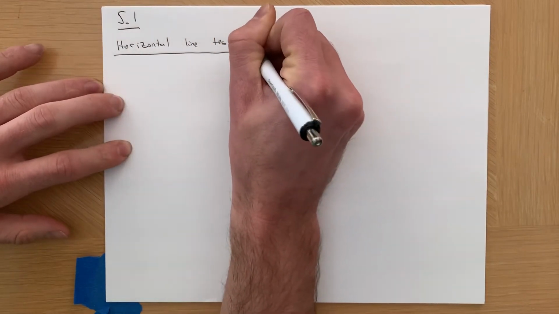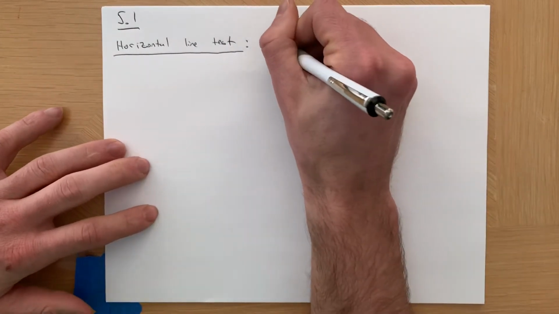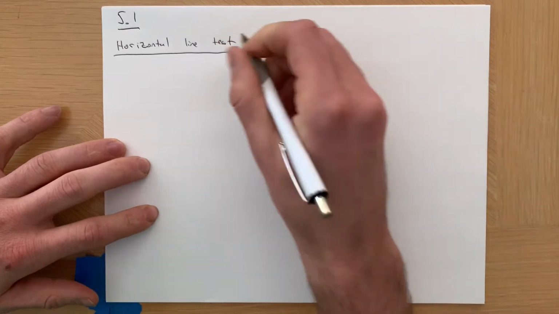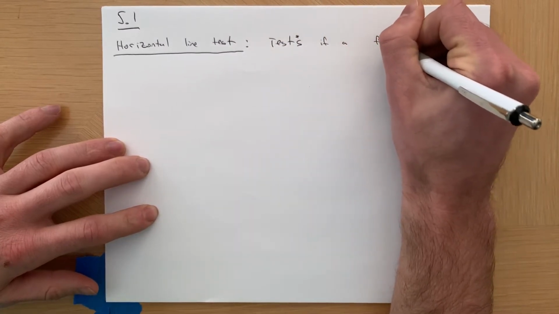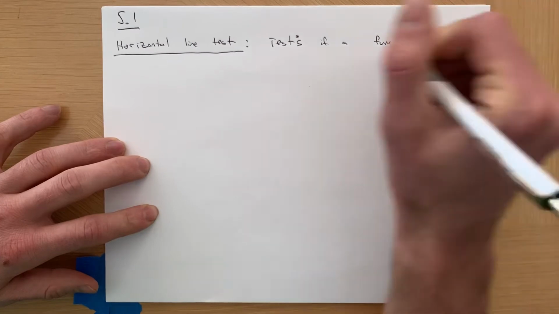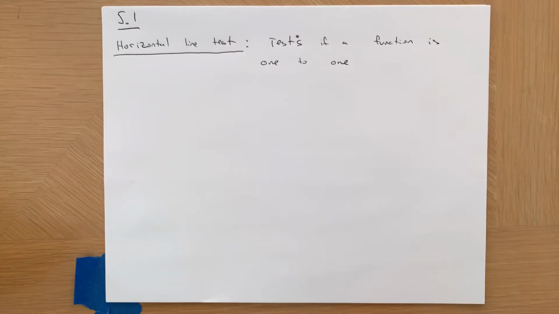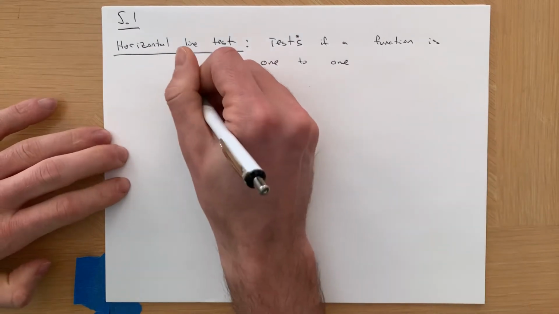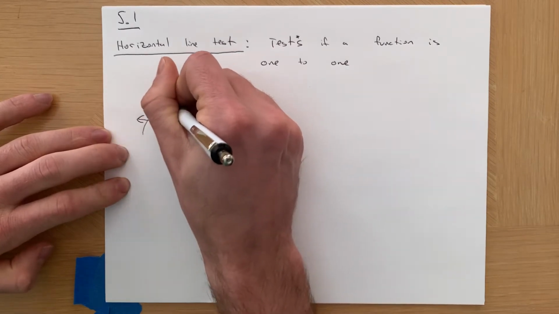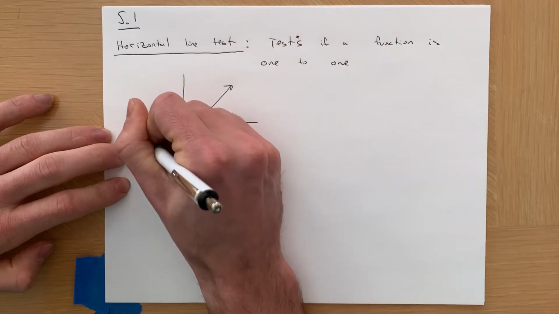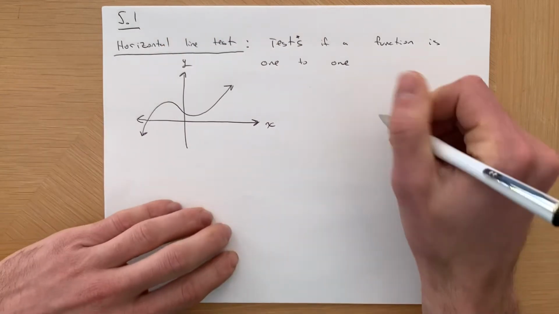So what the horizontal line test does is allows us to see if a function is called one-to-one. It doesn't really necessarily matter what this means. But what it does is tests if a function is one-to-one. That's really what the horizontal line test does. So say if we have a function, and here's its graph. We'll do two examples. So say if here's one graph and here's another one.